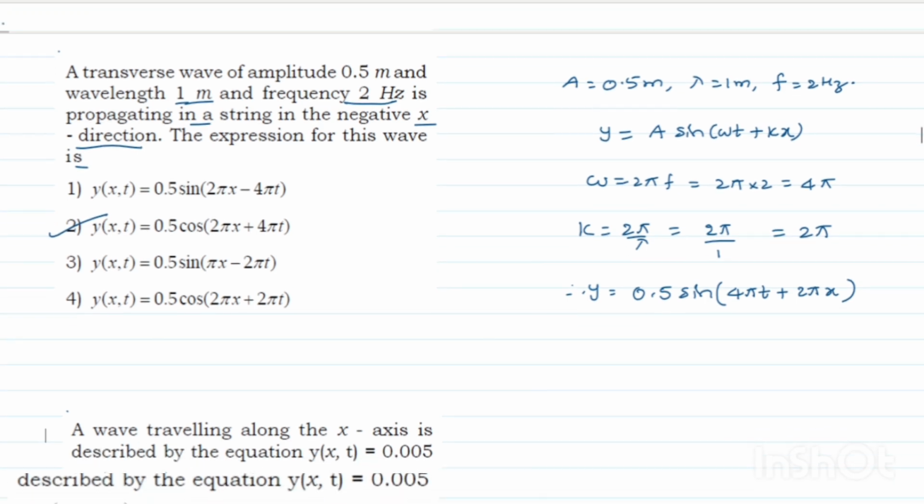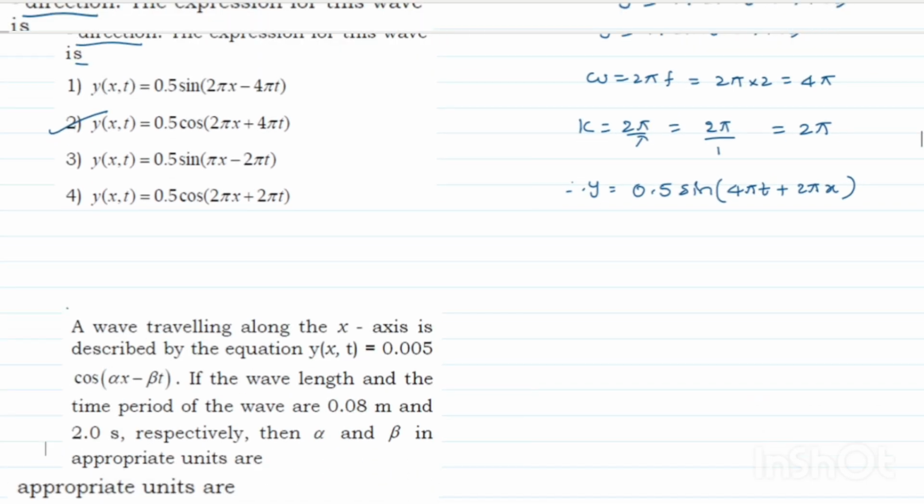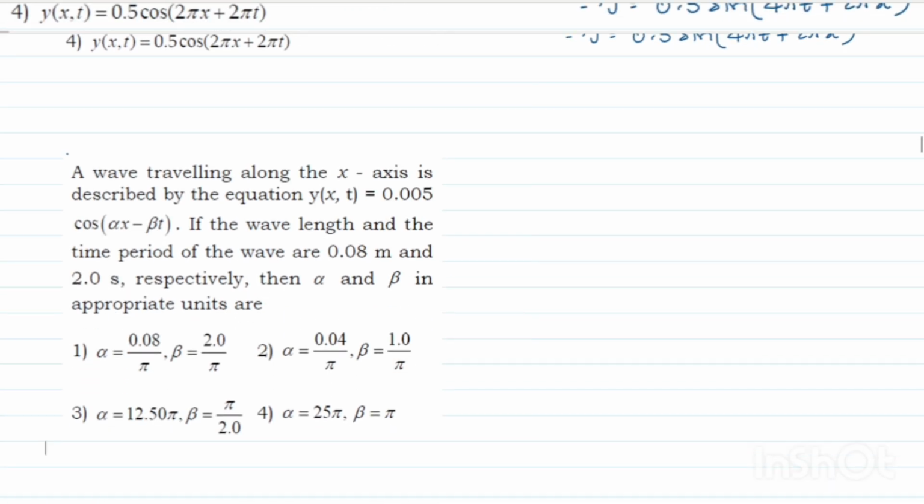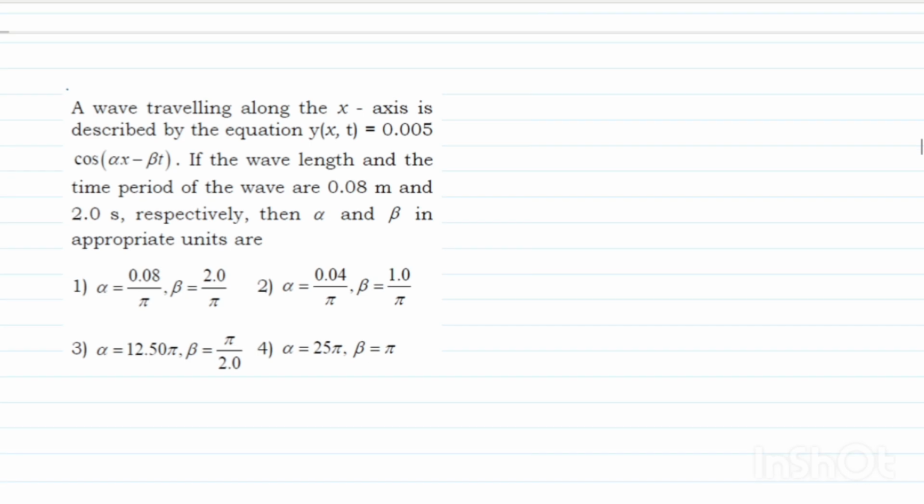Let us see the next question. A wave traveling along the x-axis is described by the equation y equals 0.05 cos(alpha x minus beta t). If the wavelength and the time period of the wave are 0.08 meter and 2 seconds, then alpha and beta, they are asking, with appropriate units.